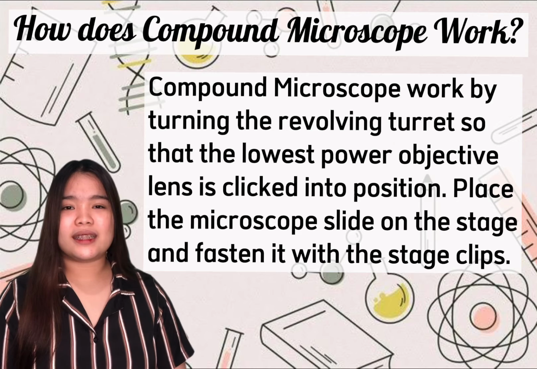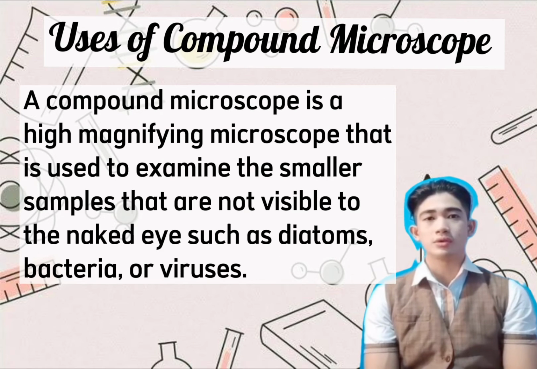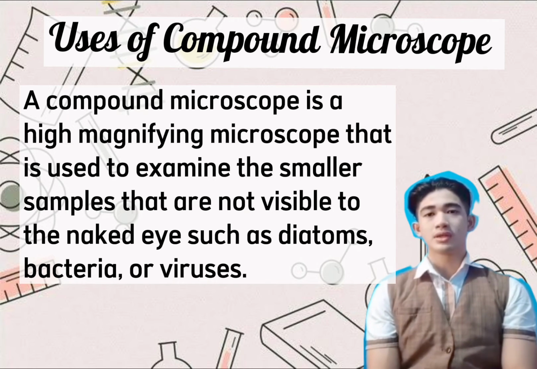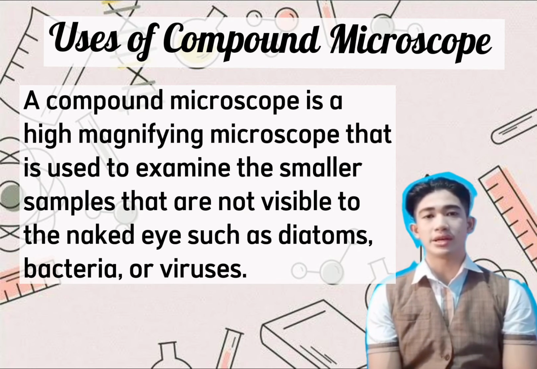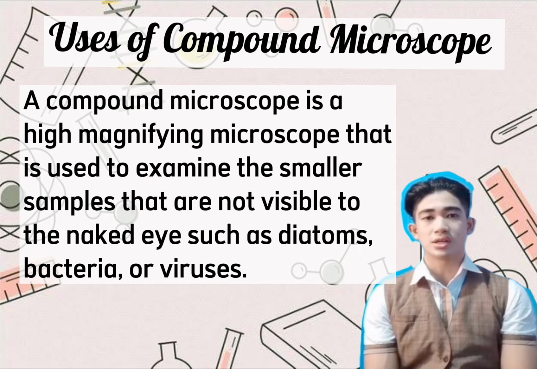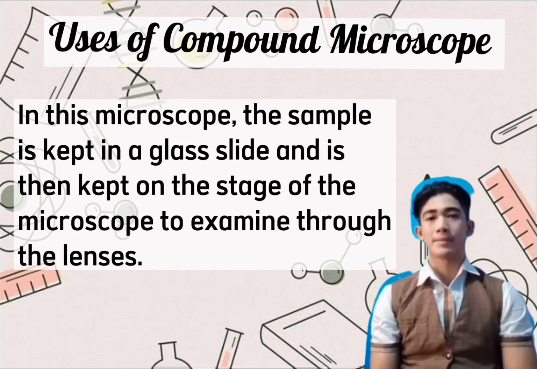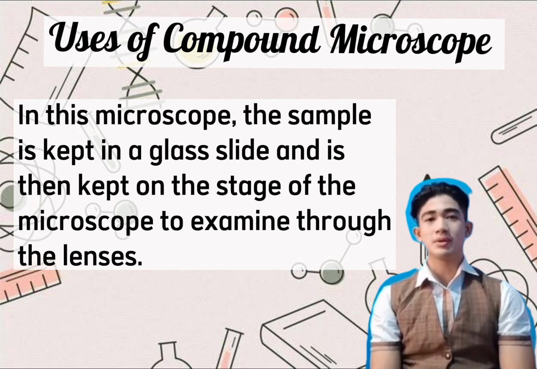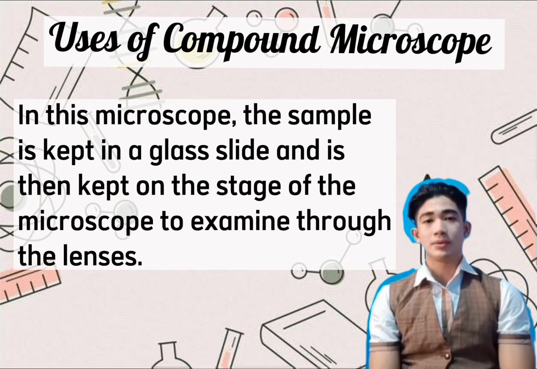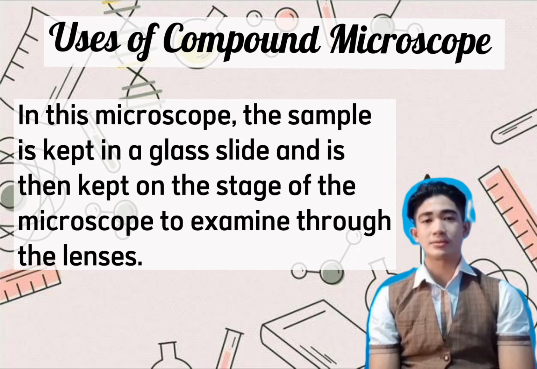A compound microscope is a high magnifying microscope that is used to examine smaller samples that are not visible to the naked eye, such as diatoms, bacteria, or viruses. In this microscope, the sample is kept in a glass slide and then placed on a stage on the microscope to be examined through the lenses.